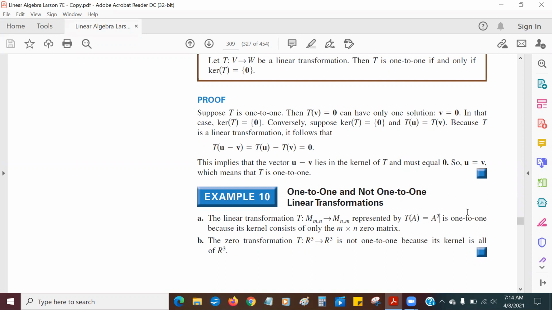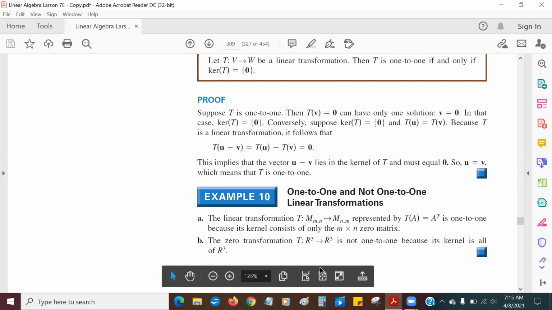Anyway, this is definitely one to one, because the kernel, as we had said, consists only of the zero matrix. We'd mentioned this. Since the kernel consists only of the zero matrix, then the function must be a one-to-one function.